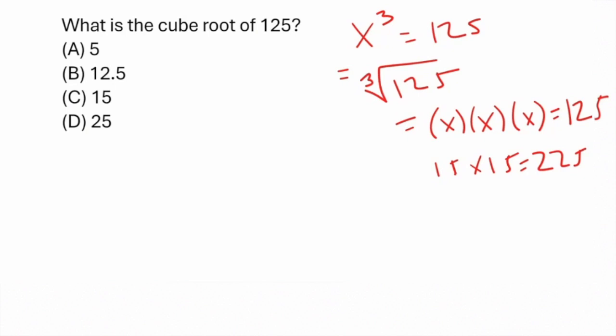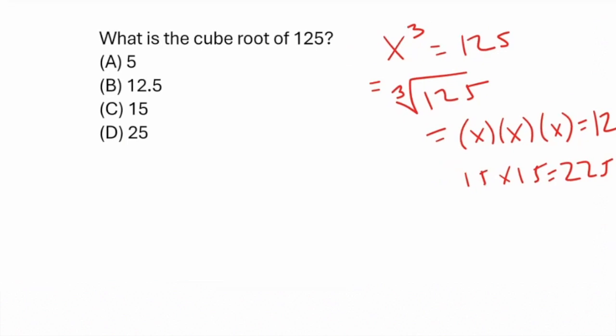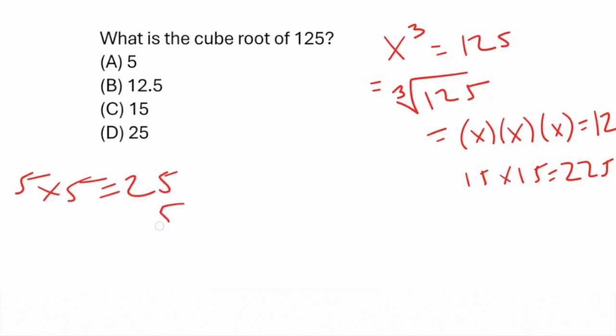I'm going to go right down to the 5, and let's plug that in. So 5 times 5 equals 25 times 5. 2 times 5 is 10, 11, 12, 125. So that's it. There it is. Our answer is going to be A, 5.